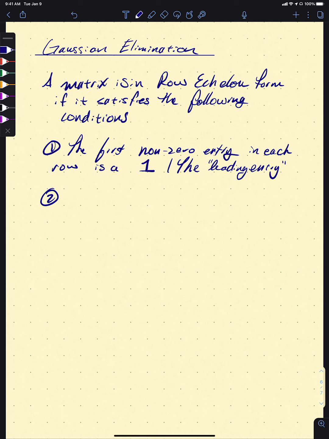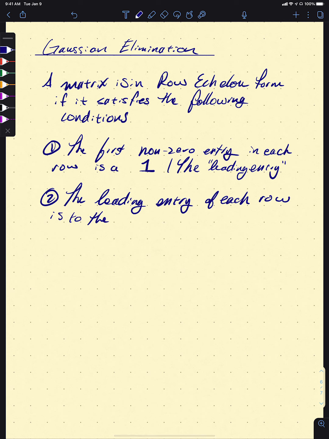Number 2, we have that the leading entry of each row is to the right of the leading entry of the row above it.